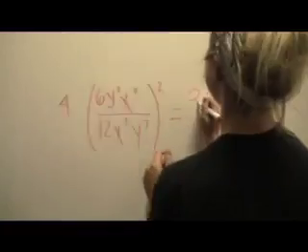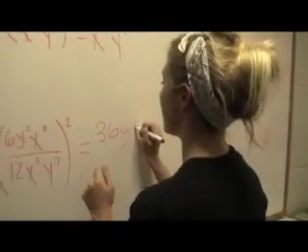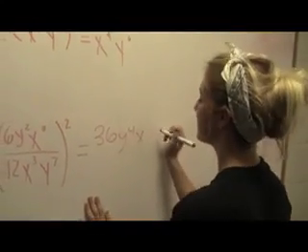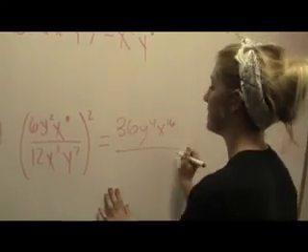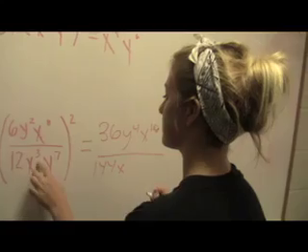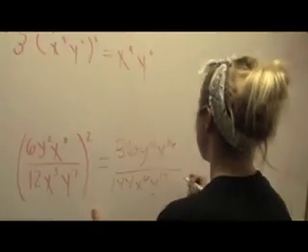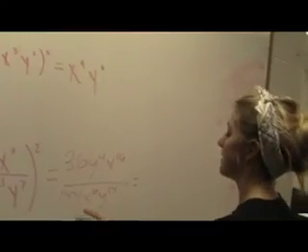Okay. It's 36, and then 2 times 2 is 4, then I have x to the 8 times 2 is 16. That'll be over 144 x to the 6th power and y to the 14th power. And you have to simplify this.